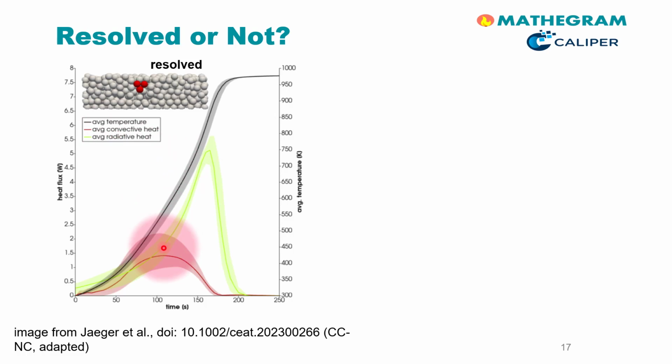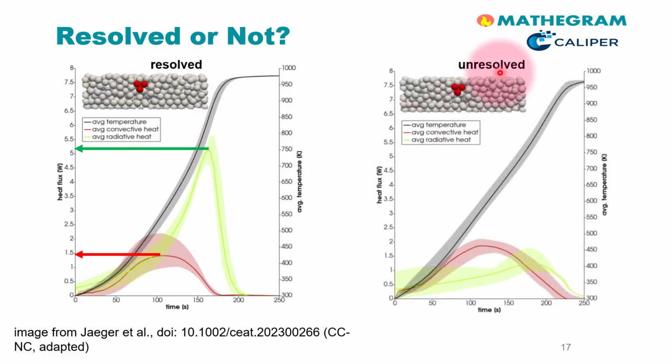Interesting is the axis on the left. You see the convective heating rate in red, which has a peak of approximately 1.5 watt, and the radiative heat that peaks around 5.1 watt. As can be seen at the top, this is the result for a particle resolved approach, and we will compare this now with the results of an unresolved CFD-DEM simulation, as shown here on the right.